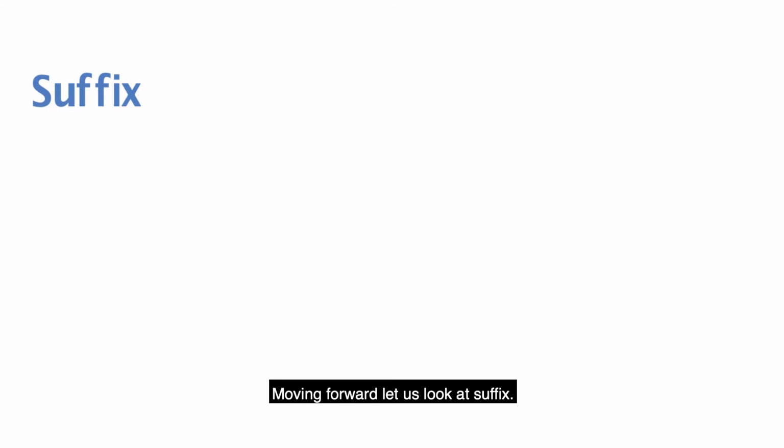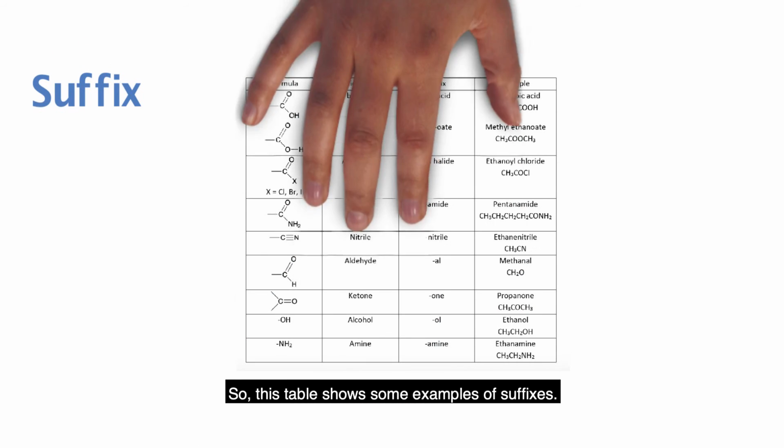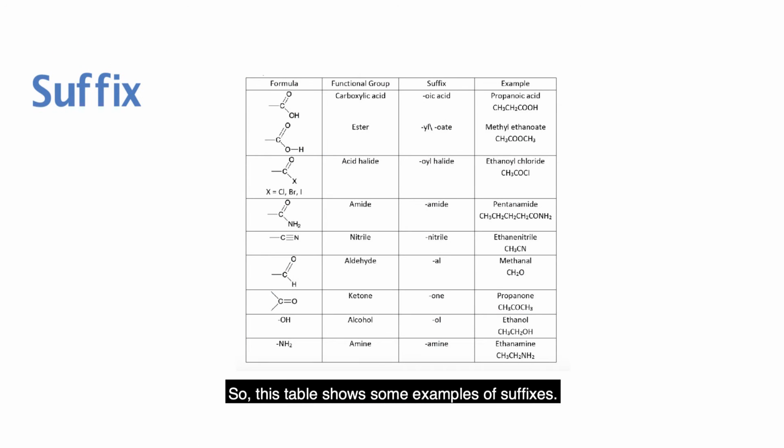Moving forward, let us look at suffix. So this table shows some examples of suffixes. The group higher up in this table has a higher priority, so if a compound has multiple functional groups, the group with the highest priority will be used as the suffix, while the other functional groups will be used as the prefixes. Let us look at work example 4.